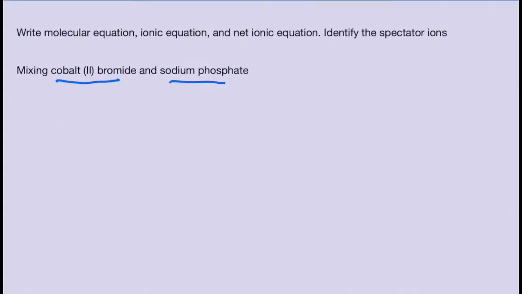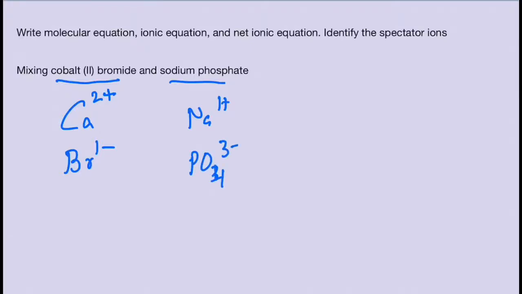In this case, cobalt(II) means I have a 2+ charge on the cobalt, and bromide is 1-. Sodium is 1+, and phosphate is PO4 3-. This is Co, cobalt 2+. When I put it together, cobalt(II) bromide is CoBr2. And when I put Na+ and PO4 3- together, it's Na3PO4.